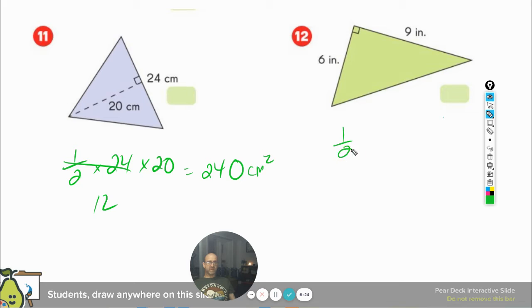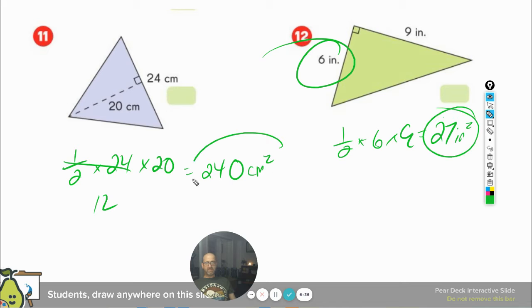This one here, 1/2. I'm going to make this my base because it's even. 1/2 times 6 is 3 times 9 equals 27 inches squared.